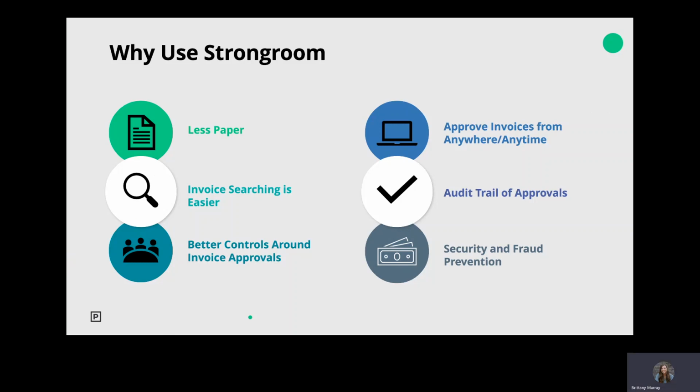Number two, invoice searching is easier. With Strongroom, you have access to an online system where you're able to search for historical invoices very easily. And I'll show you how to do that in just a few minutes. Number three, better controls around invoice approvals. With Strongroom, your association can ensure all required approvals are met and no payments can be made without them.